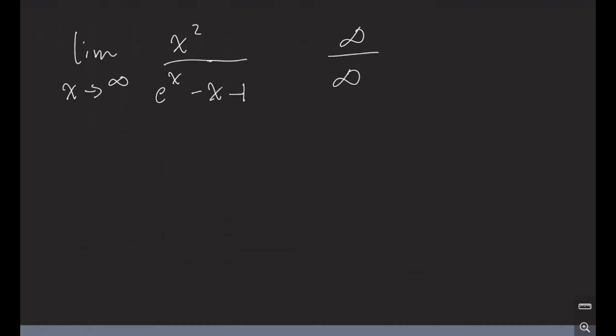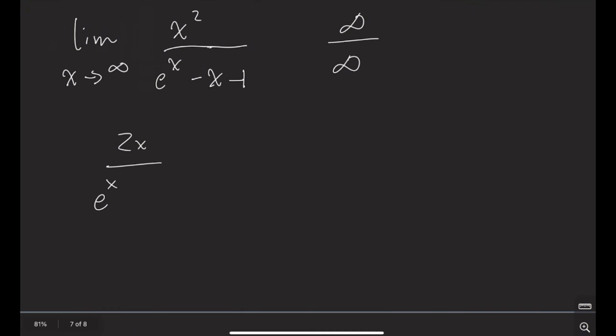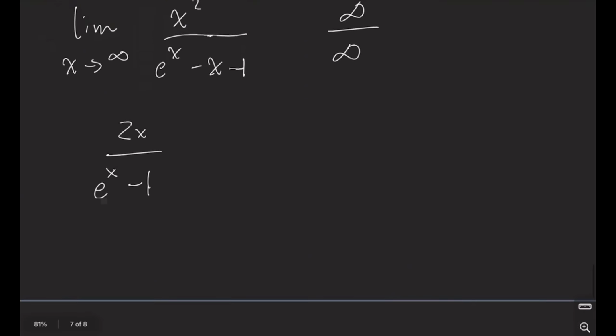So this is an indeterminate form, which means L'Hopital's rule rules as king. I'm going to take the derivative of the top, which is 2x, divided by the derivative of e to the x minus x, which is e to the x minus 1. This is still an indeterminate form because if I plug in infinity for x, I'll get infinity divided by infinity. So we keep applying L'Hopital's rule and take another derivative. We get 2 divided by e to the x, because the derivative of e to the x is e to the x, and the negative 1 goes away because it's a constant.